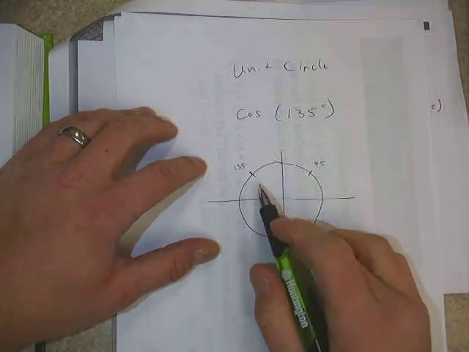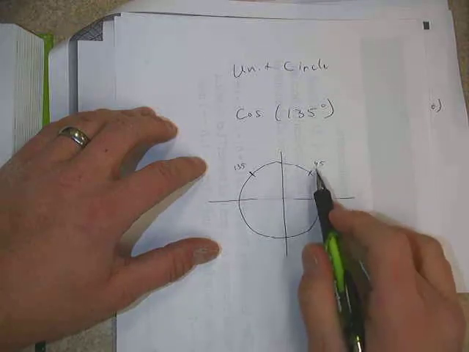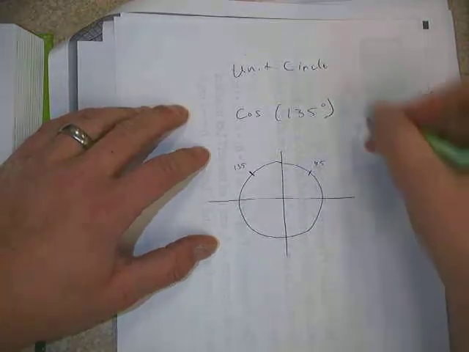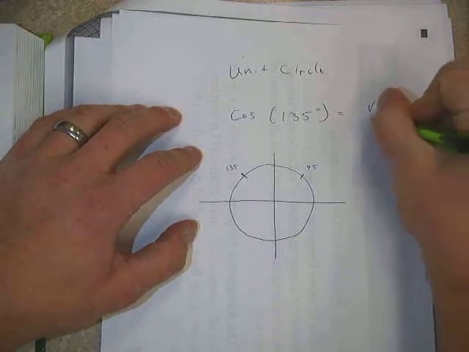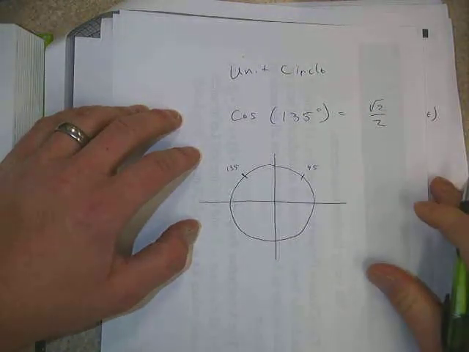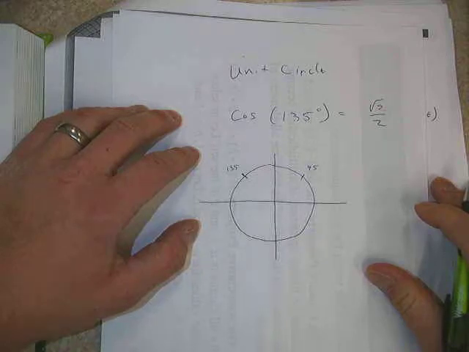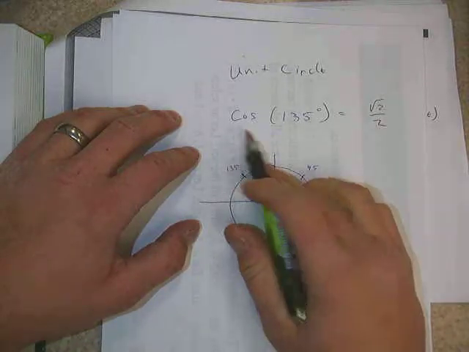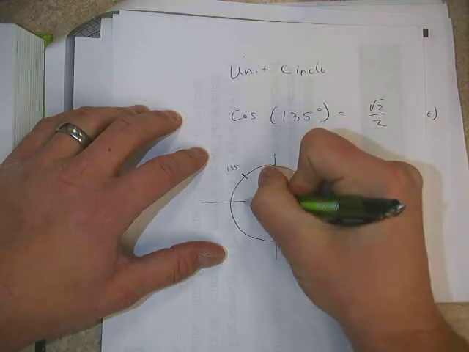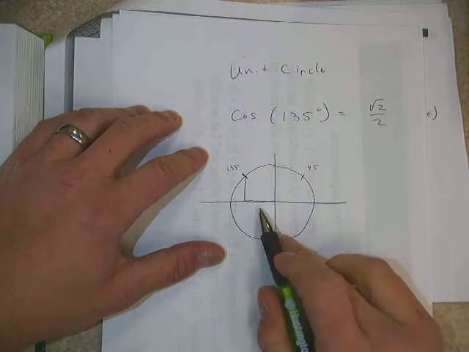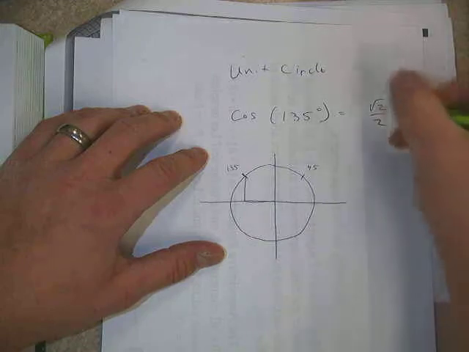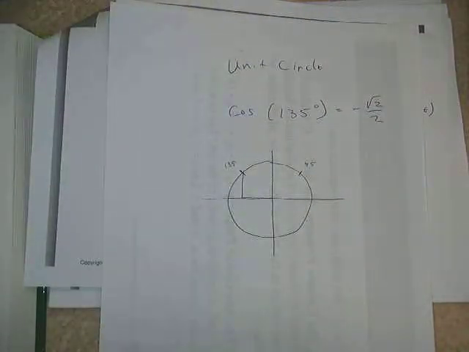As soon as we recognize that 135 is related to 45, what's the only numerical answer this could possibly be? Square root of 2 over 2. And our only other job is to figure out whether it's positive or negative. Since it's cosine, cosine is the x, sine is the y. So x in the second quadrant is negative or positive? It's negative. So there we go, we're done.